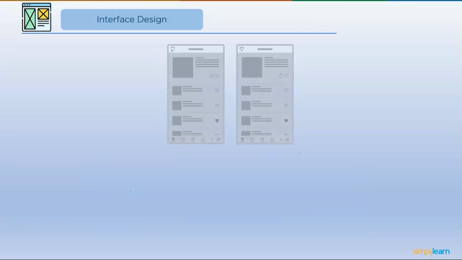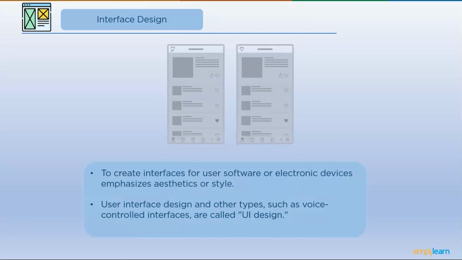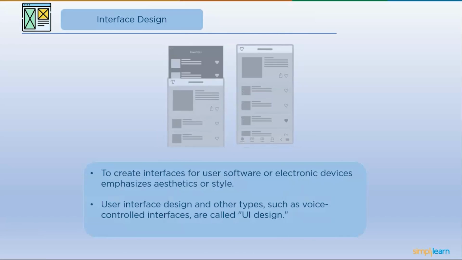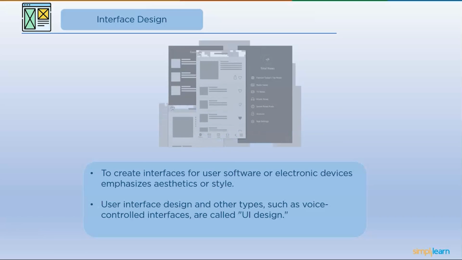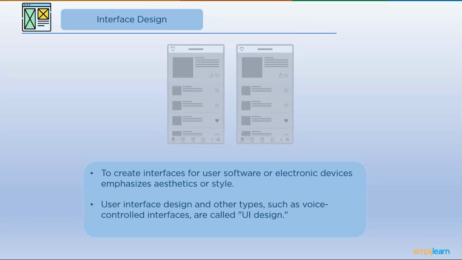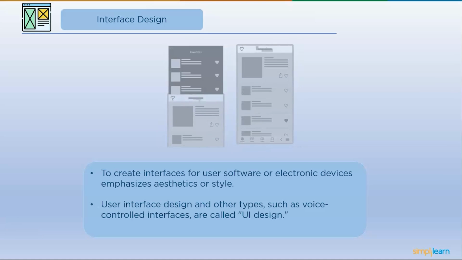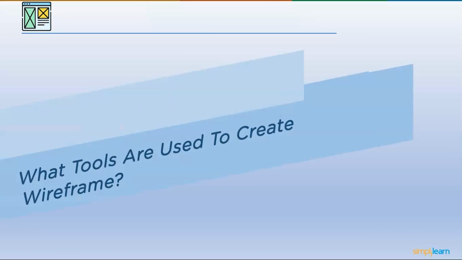And the third one is interface design. It is the method designers use to create useful software interfaces or electronic devices, emphasizing aesthetics or style. Designers strive to produce user-friendly and enjoyable interfaces. User interface design and other types, such as voice control interfaces, are called UI design. It's vital to remember that because wireframes are two-dimensional, they don't work well for displaying the interactive elements of the users. Now we will discuss what tools are used to create wireframes.